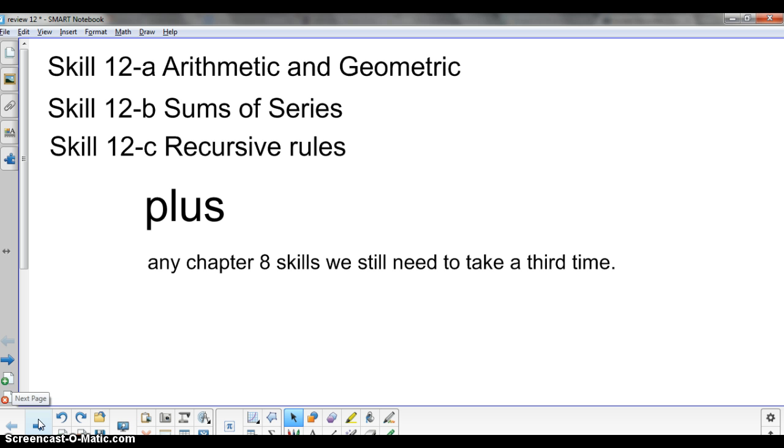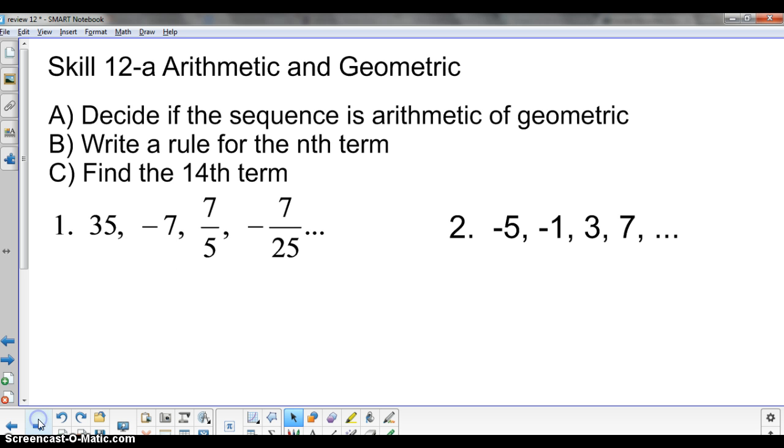So let's jump right into it here. Take a look at our first question. The first skill is about arithmetic and geometric sequences. Those are commas, not addition sign pluses, okay? So I'm going to ask you for 3 things.